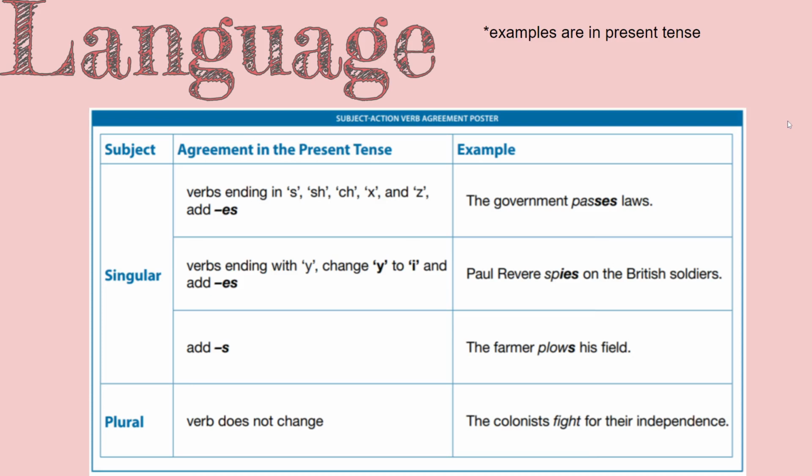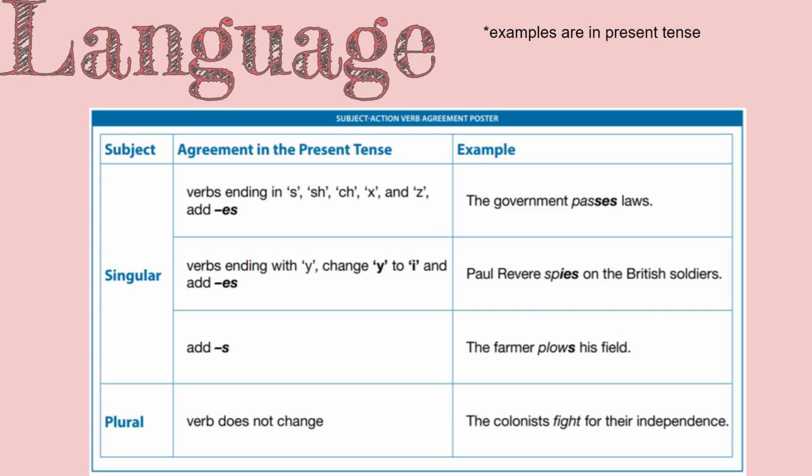All right, leaders, so to review our chart again and the rule, if the subject is singular, the verb has to be singular. And sometimes we need to add some endings to the verbs to keep them singular. So verbs that end in S, SH, CH, X, or Z, we're going to add ES to it. The example is the government passes laws.